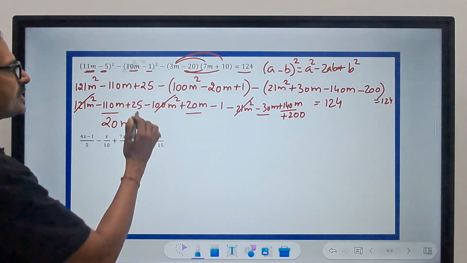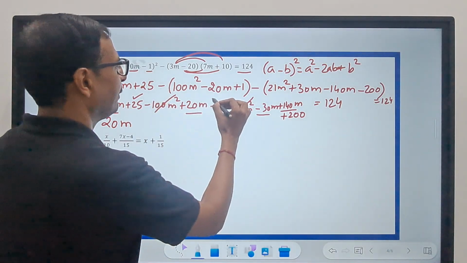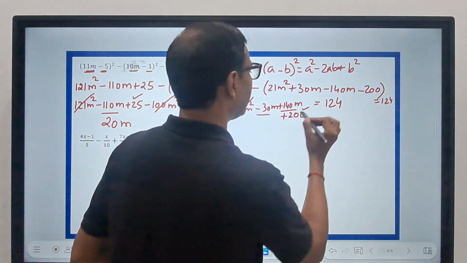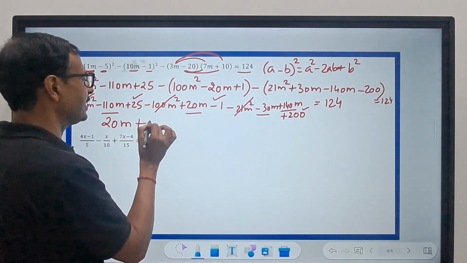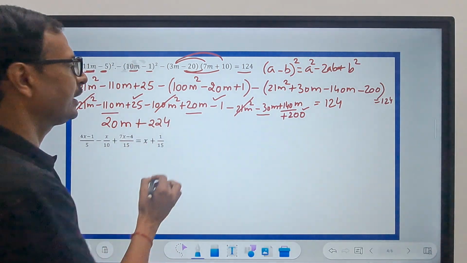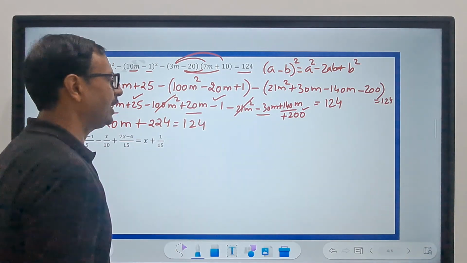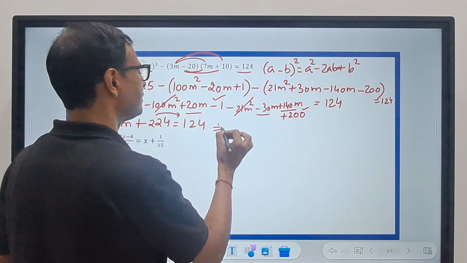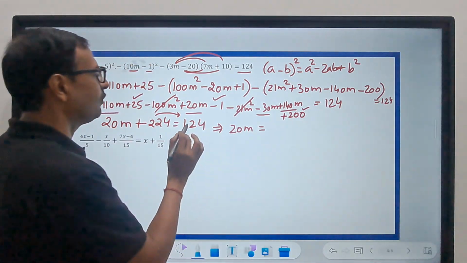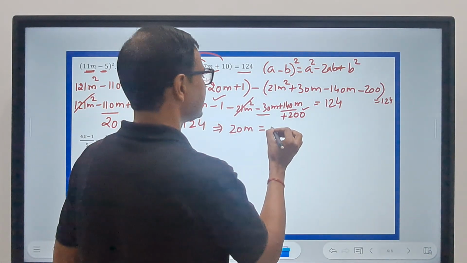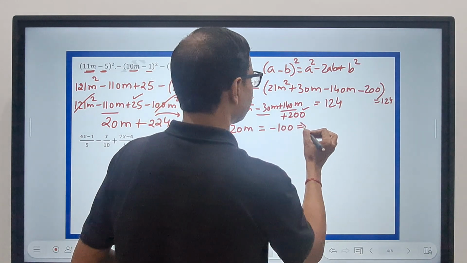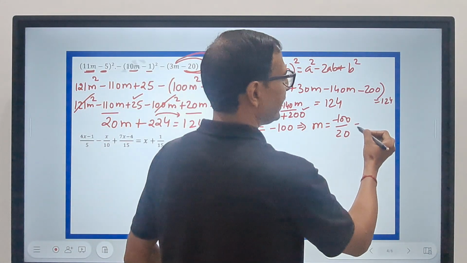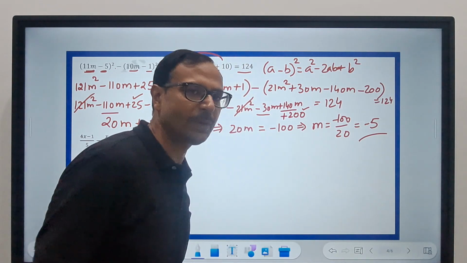And now look for the constants. 25 minus 1 is 24, and 24 plus 200 is 224. So plus 224 gives me 124. Now the equation is much simpler. I can just shift this 224 to the other side, which gives me 20m equal to 124 minus 224, which is minus 100. Very easy after this. m is minus 100 upon 20, which is exactly minus 5, which is the answer for this particular question.